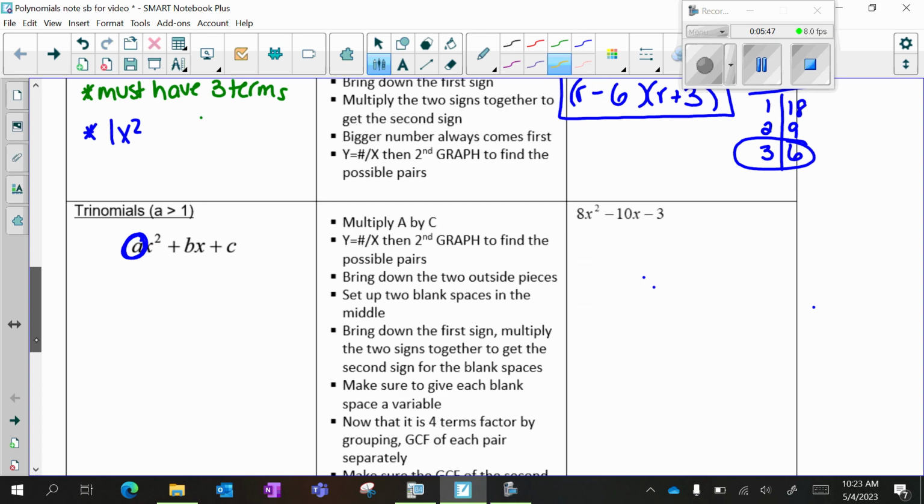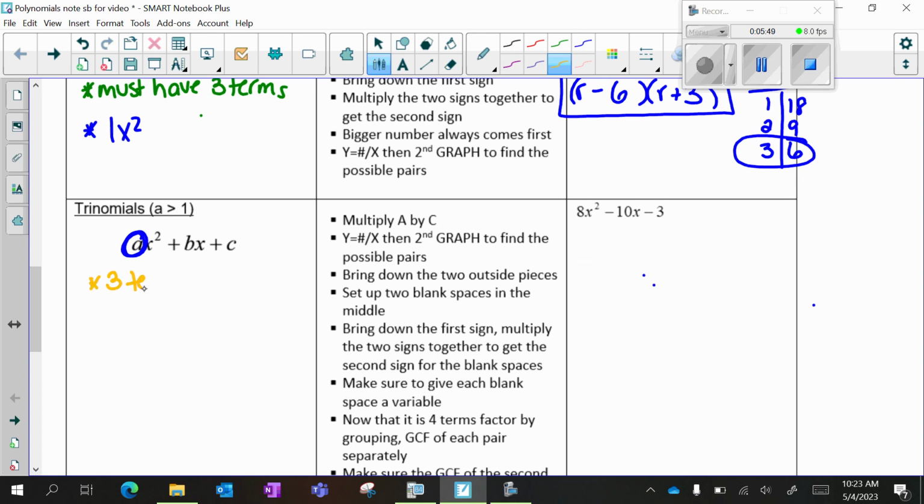When you have a trinomial, which is 3 terms, but there's a number in front, first you're always going to check for a GCF first.